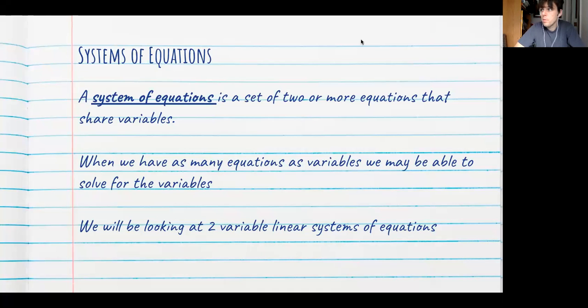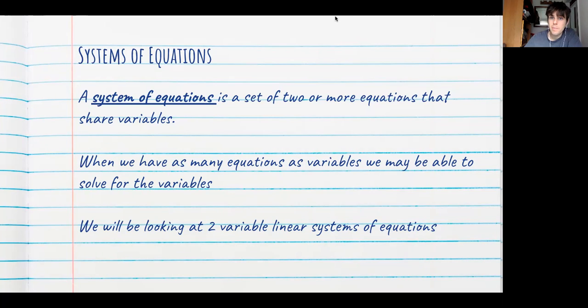All right, so this is part two of our Algebra 1 review number one. We're going to be solving systems of equations, so just some definitional stuff here to get things started. A system of equations is a set of two or more equations that share variables. When we have as many equations as we have variables, then we may be able to solve for the variables, so actually find values that are solutions. We're going to be looking at two variable linear systems.